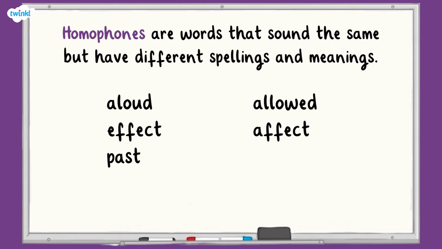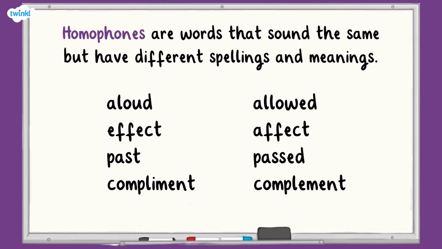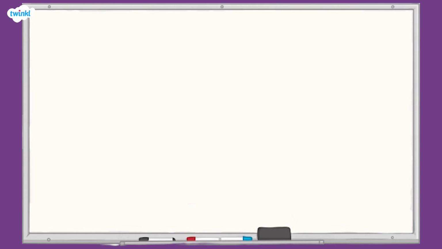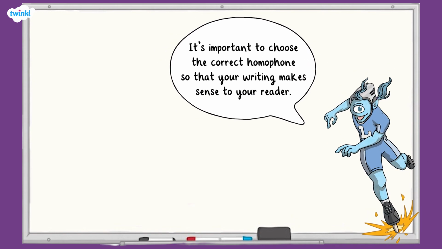Past and passed. Complement and compliment. Cereal and serial. It's important to choose the correct homophone so that your writing makes sense to your reader.